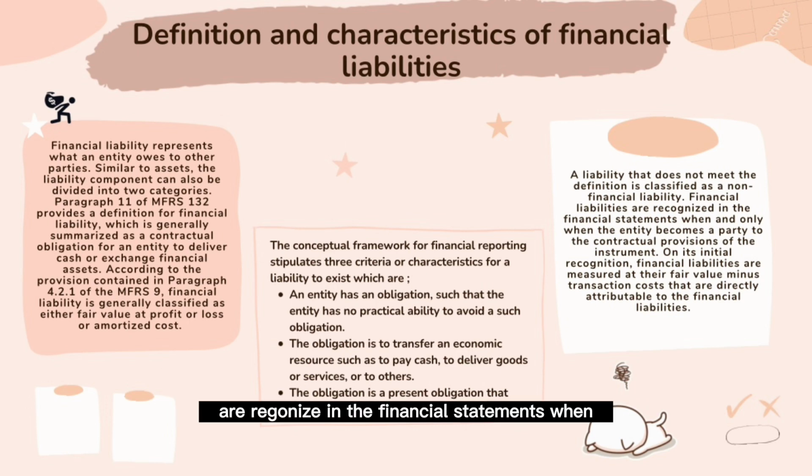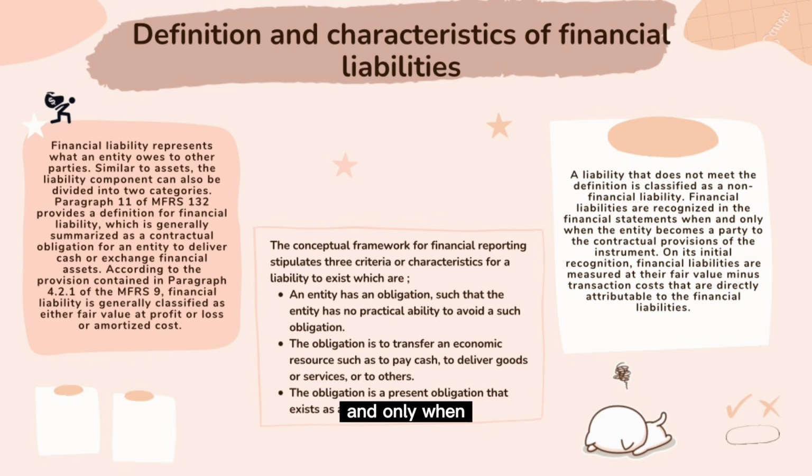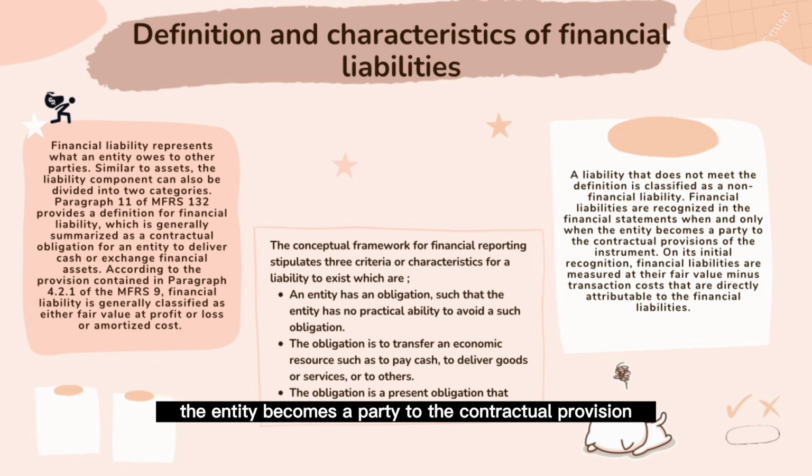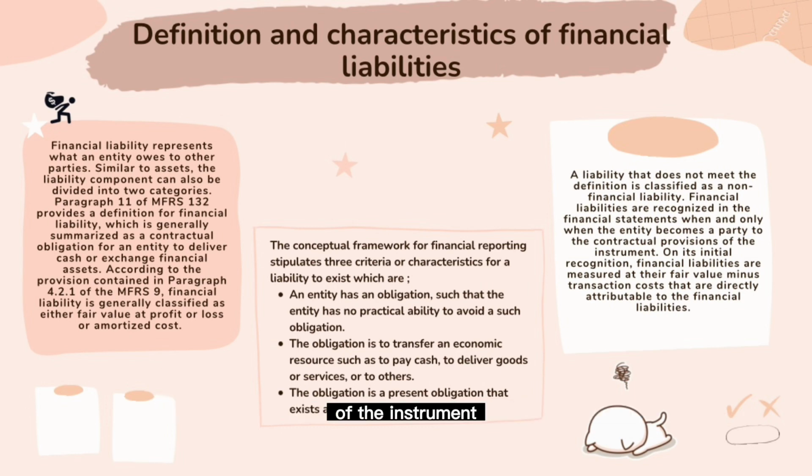Financial liabilities are recognized in the financial statements when, and only when, the entity becomes a party to the contractual provisions of the instrument. On initial recognition, financial liabilities are measured at their fair value minus transaction costs that are directly attributable to the financial liabilities.